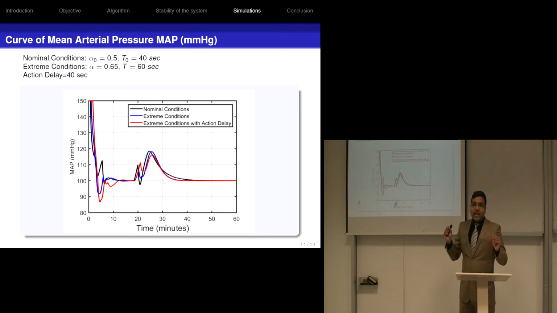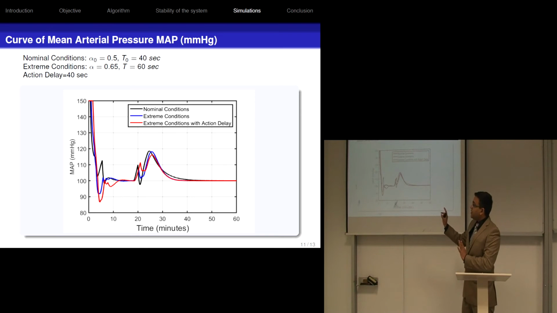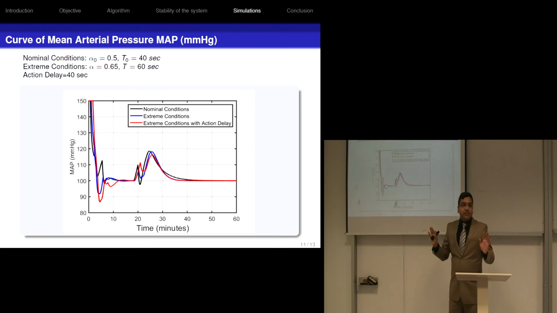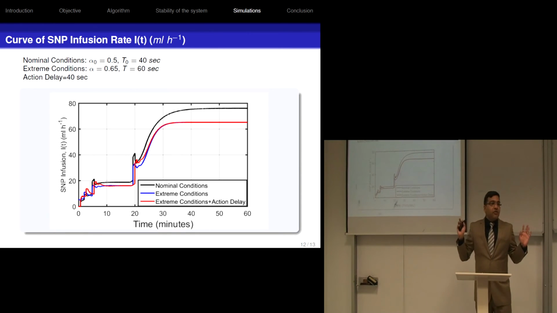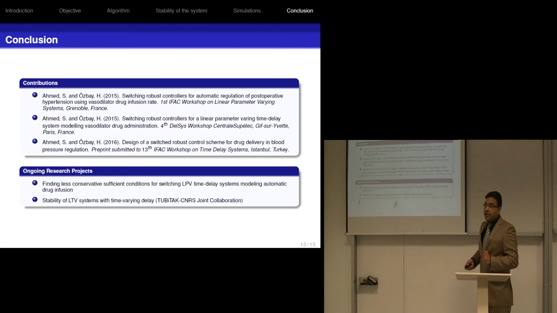Then I provided the extreme conditions. I took the upper bounds, and so far, first of all, see, is it between 80 to 120? Yes. Is it reaching its steady state within less than 10 minutes? Yes. The third question is, is the drug infusion between 0 to 180? Yes, so far so good. So this is the conclusion.